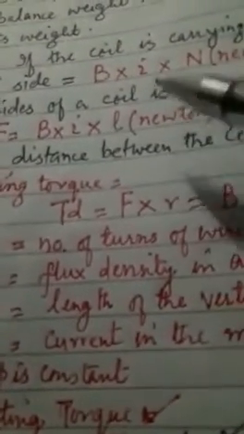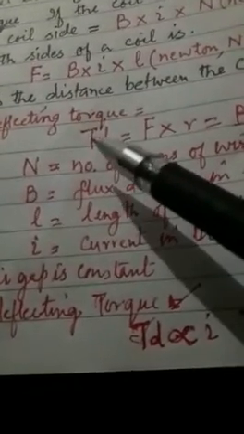So F is equal to B into I into L. What is L? L is the length of the winding coil, taken in meters. So deflecting torque TD is equal to force into the radius of the coil, taken from the center of the winding coil. That is equal to B into I into L into R.